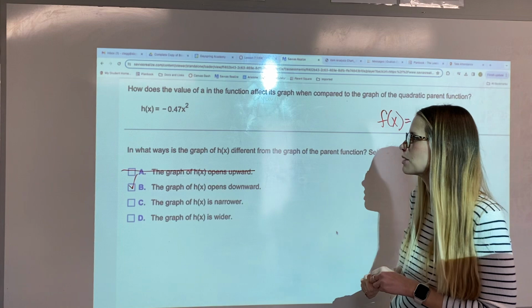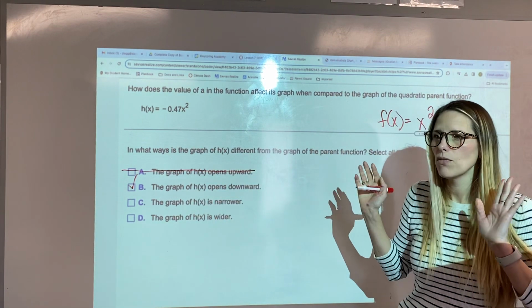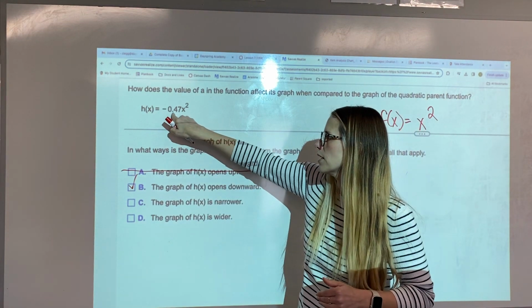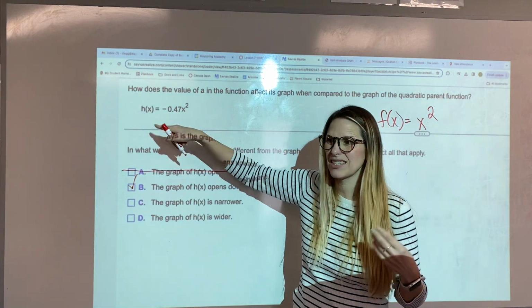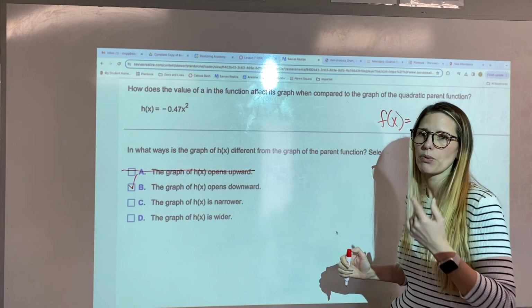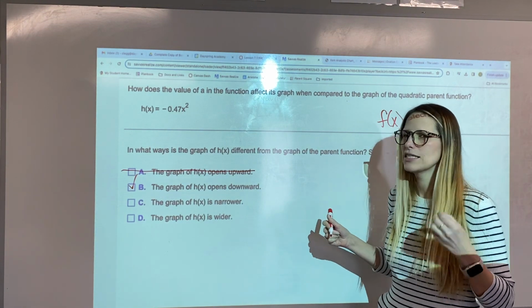Yeah, it's going downwards because it has a negative leading coefficient. For upward or downward, it doesn't matter what the value of the digits of the coefficient are. It just matters if it's positive or negative. That's the simplest way to describe it. Okay, so now, and this was part of the lesson yesterday, the narrower or wider is a little bit trickier.